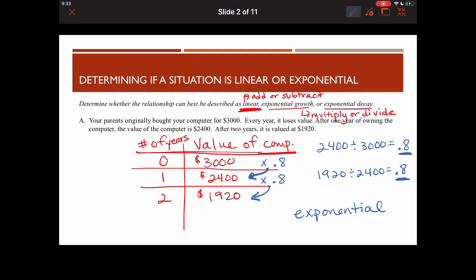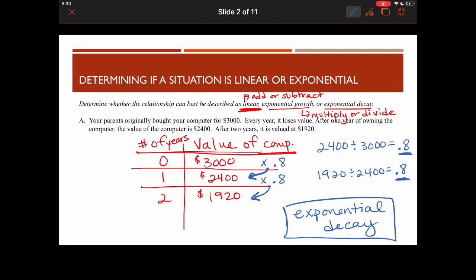Now, we have to decide if it's exponential growth or decay. So the value of your computer is going down. It's decreasing in value. So because it's decreasing in value, we're going to call this exponential decay. So that's how you would answer a question like this. This is kind of like guess and check. You're going to be using the calculator to figure this out. But again, you want to find out, is the pattern one where you have to add or subtract a constant, or is it where you're always multiplying or dividing?